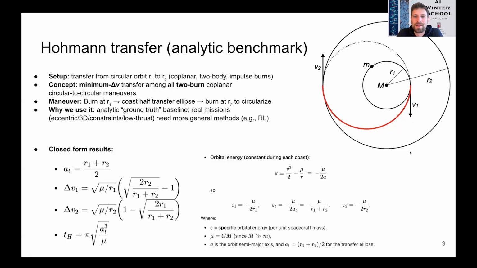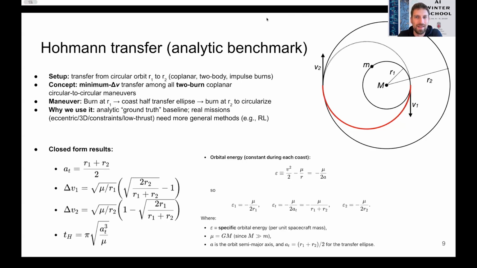In this slide, we talk about the analytic ideal. Again, this is something that I think many of you might remember from mechanics. And this is the analytic benchmark we'll be comparing all our later work to. In this case, we're going to set up a transfer for our circular orbit, R1 to R2. Again, we're in the same plane, and we want to burn our engine in some way to get from R1 to R2 for our spacecraft with mass little m.